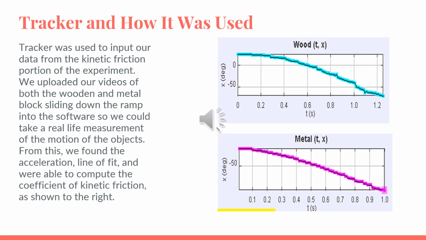Tracker app was used to input our data from the kinetic friction portion of the experiment. We uploaded our videos of both the wooden and metal blocks sliding down the ramp into the software so we could take a real-life measurement of the motion of the objects. From this, we were able to find the acceleration, line of fit, and were able to compute the coefficient of kinetic friction as shown to the right.